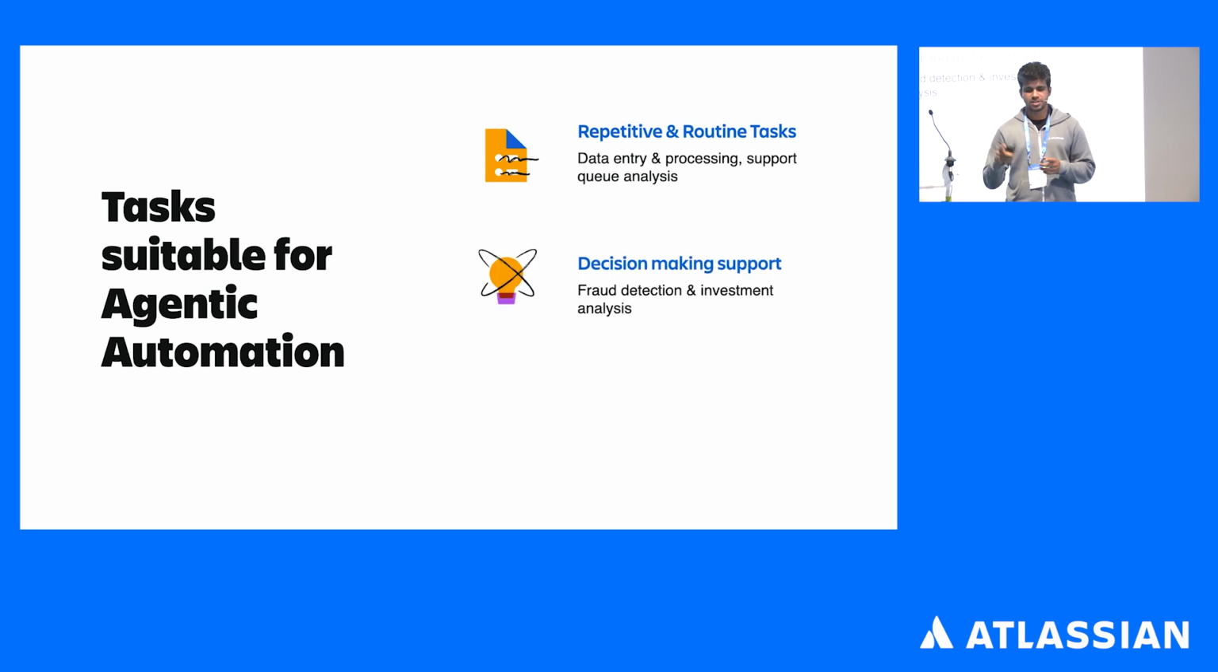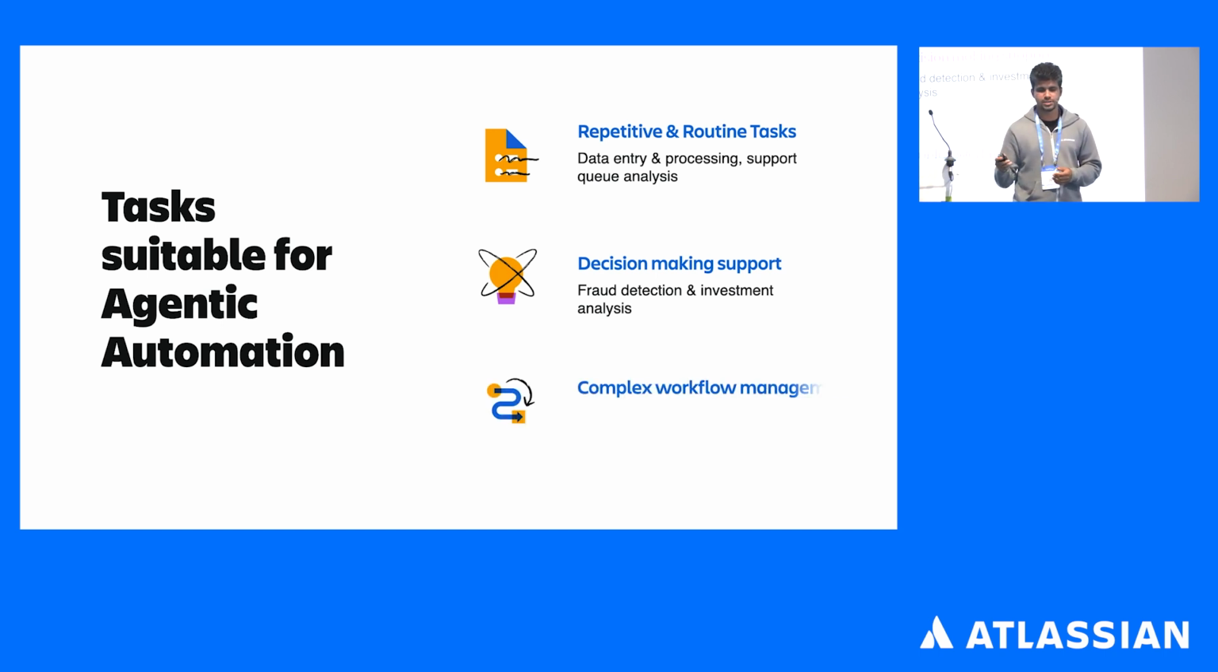Another one is decision making and support. Examples are fraud detection and investment analysis. Let's say there is a number of frauds or tickets that you get within a week, and you want to do a certain analysis on a regular basis. That is something worth automating with an agent.